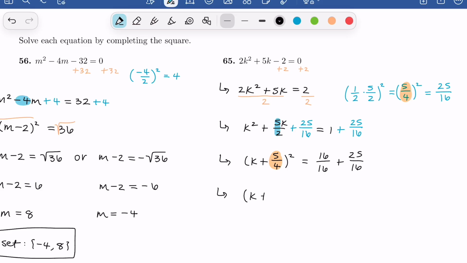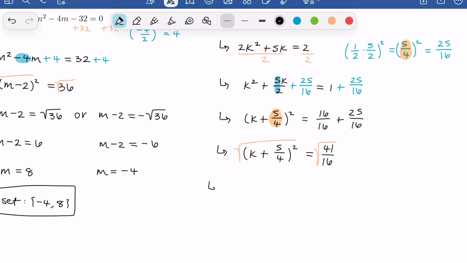All right, let's go ahead and keep simplifying this. We're going to have k plus 5 over 4 squared on the left-hand side. And on the right-hand side, we're going to have 41 over 16. Now we can use our square root property. We're going to take the square root of both sides of our equation. We're going to end up with k plus 5 over 4 is going to be equal to positive square root of 41 over 16, or the negative version.